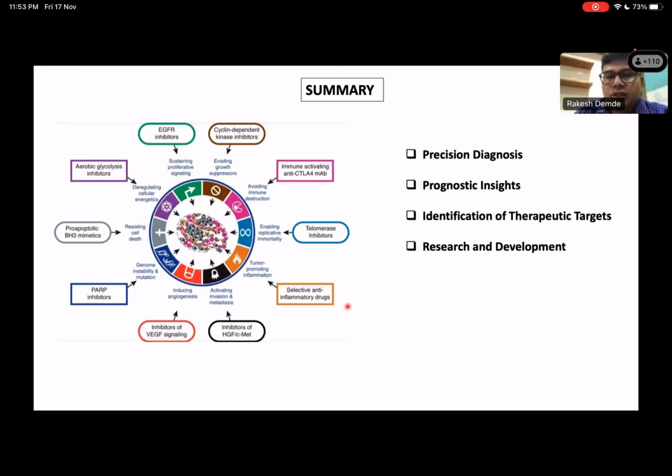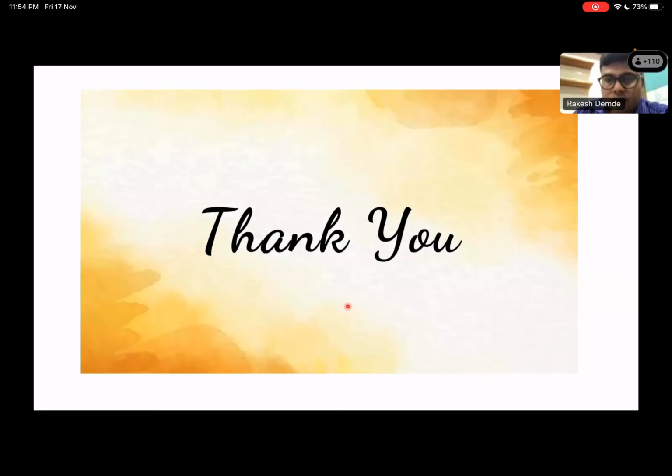So more and more information can be gathered after doing molecular analysis of a particular cancer cell, and we get more and more biomarkers, more mutations, as we move forward. So thank you. This was a very long talk, but I tried to cover as much as possible as far as solid tumors are concerned.